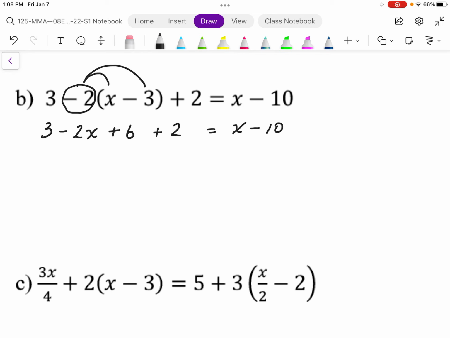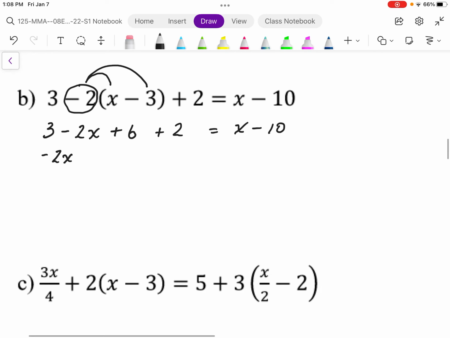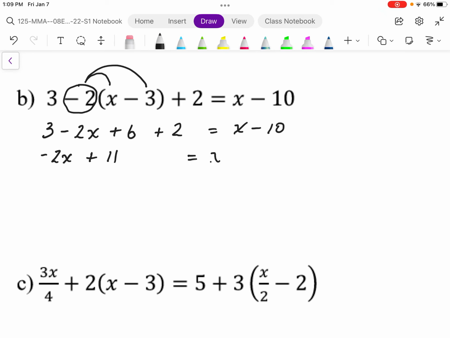Whenever possible, combine like terms. So I have negative 2x's. I've got a positive 3, positive 6, positive 2 ones. That works out to be plus 11 ones. On the right-hand side, it just stays the same. But I need to keep track of that.